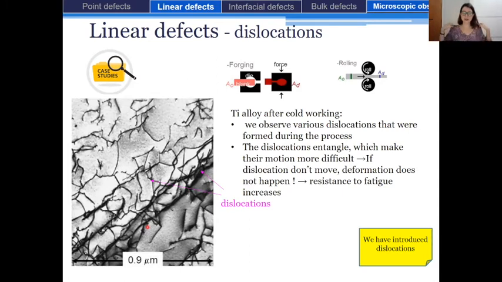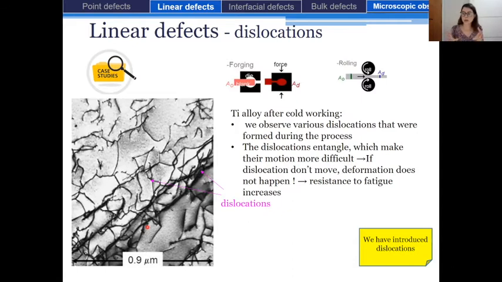This is due to the fact that during deformation, these dislocations are able to move in the material in order to permit plastic deformation, okay? However, when there are too many dislocations, they begin to entangle, and this entanglement hinders their movement in the material. So once these dislocations are so many that they don't move anymore, the material cannot deform anymore.